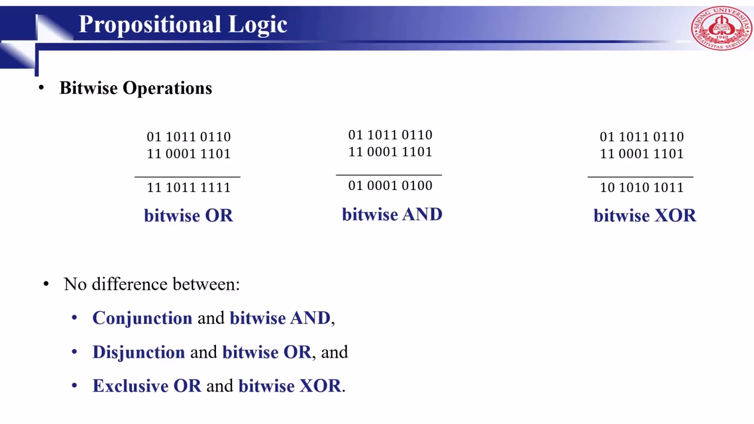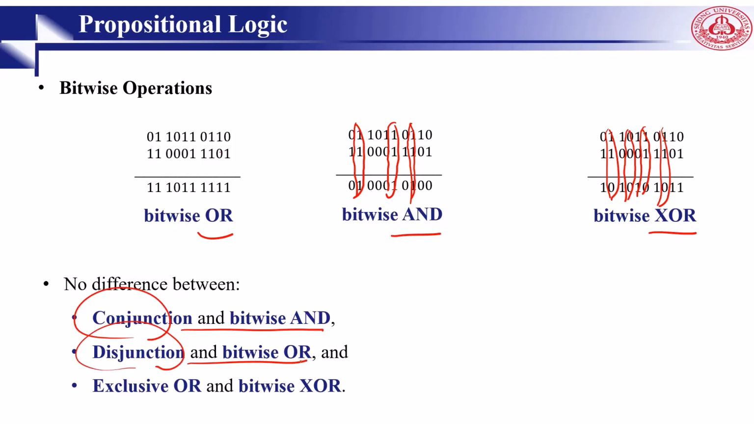We can do the bitwise as well, right? In bitwise, we just compare one by one. This is OR, this is AND, this is XOR. 0, 1, 1, 1, 0, 1, and we do the same. In AND, it can be 1 if both are 1 only. Otherwise, it is 0. In XOR, if different 1, if same 0. So this is 0 because they are same. 0, 0, otherwise 1, right? So we call conjunction bitwise AND, disjunction bitwise OR, and exclusive OR bitwise XOR.